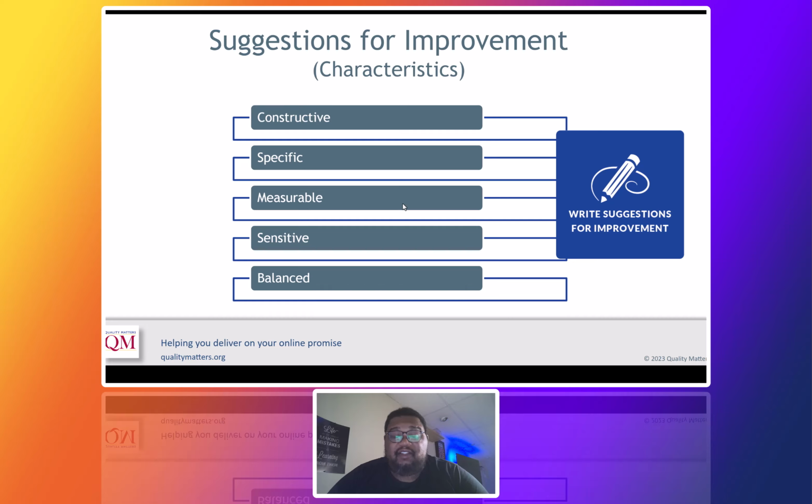So first we have constructive. To be constructive, a suggestion for improvement must include 2 parts. First, you must identify areas for improvement based on the annotation and evidence. Second, you must offer solutions to improve the course, derived from the annotation and evidence.